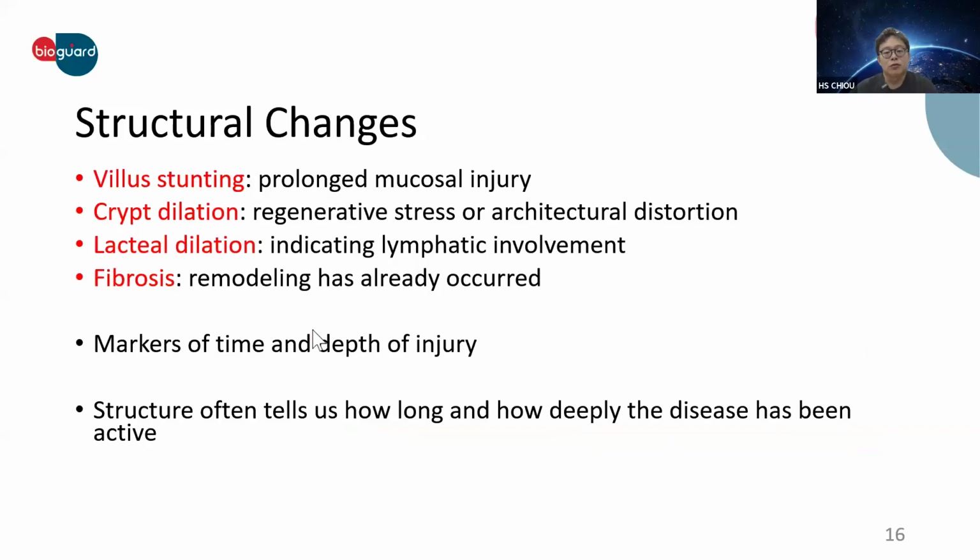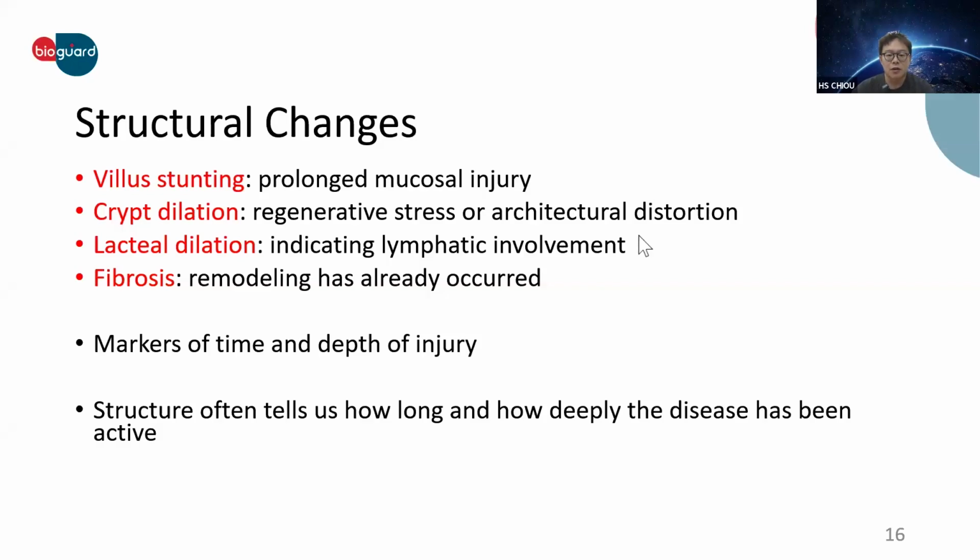Structural parameters may actually reflect chronicity rather than acute inflammation. For example, villous stunting usually indicates prolonged mucosal injury. Crypt dilation can reflect regenerative stress or architectural distortion. And fibrosis tells us that remodeling has already occurred, meaning this is not an early lesion. So these are not just microscopic details, they are markers of time and depth of injury.